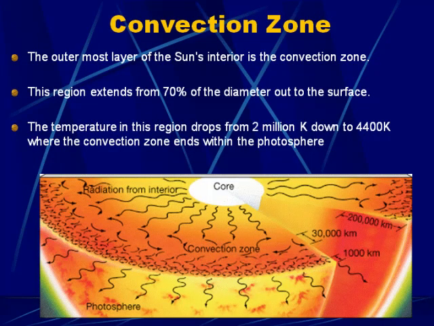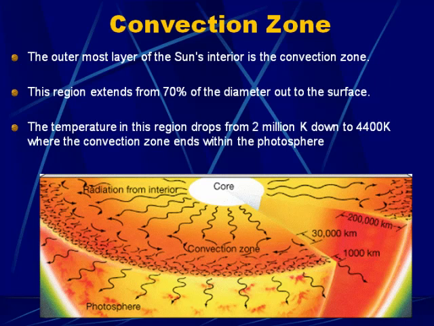Okay, let's go through the different layers again. First of all, the outermost layer of the Sun, the convection zone. Basically, if you go from the very center of the Sun two-thirds of the way out, that's the bottom of the convection zone. The convection zone goes from two-thirds out all the way to the surface.